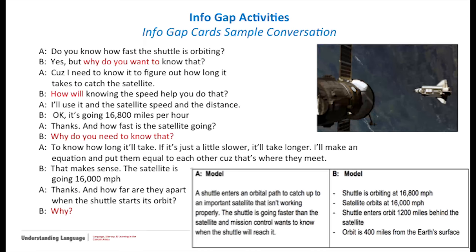I'll use it, the satellite speed and the distance. Okay, it's going 16,800 miles per hour. Thanks. How fast is the satellite going? What's she going to ask? Why do you need to know that?